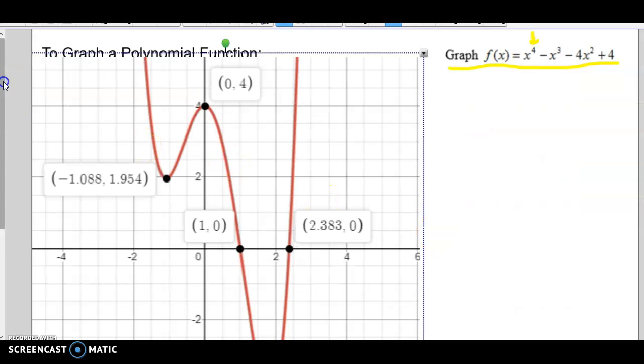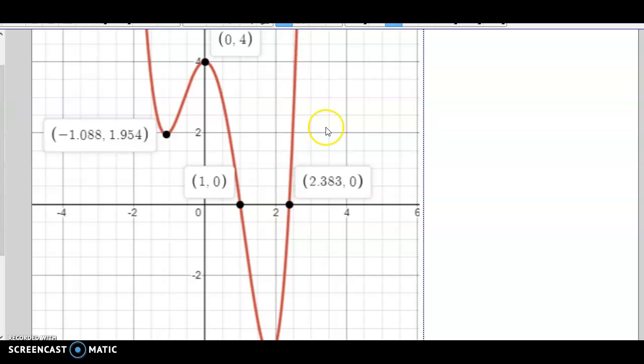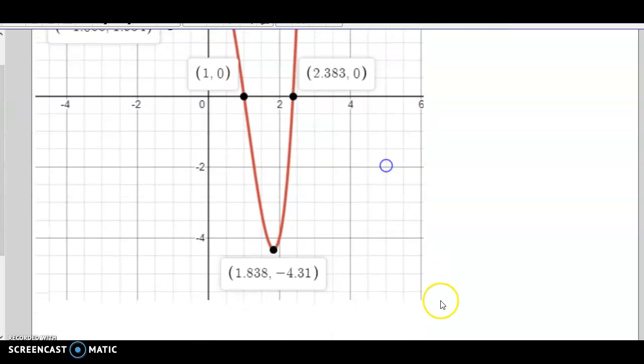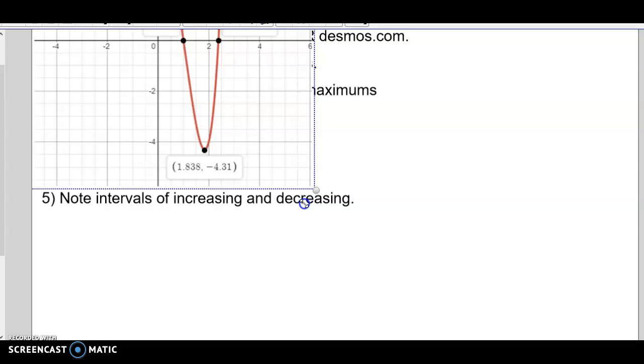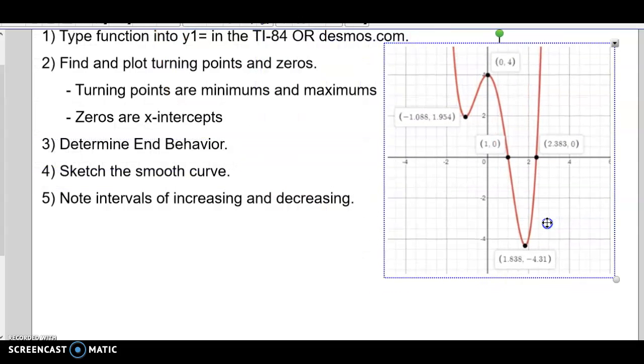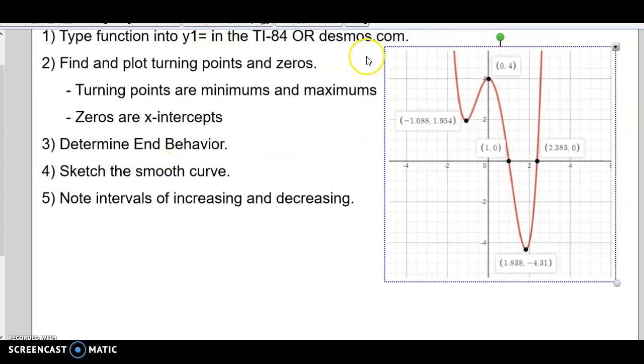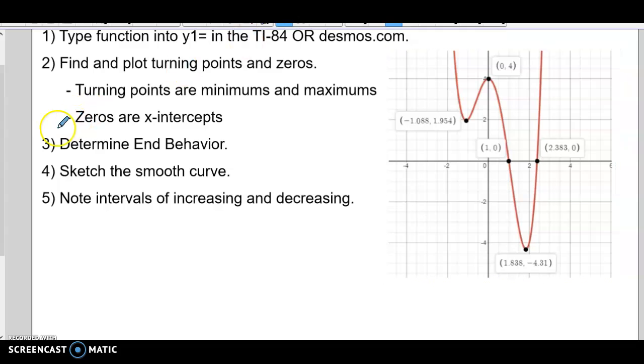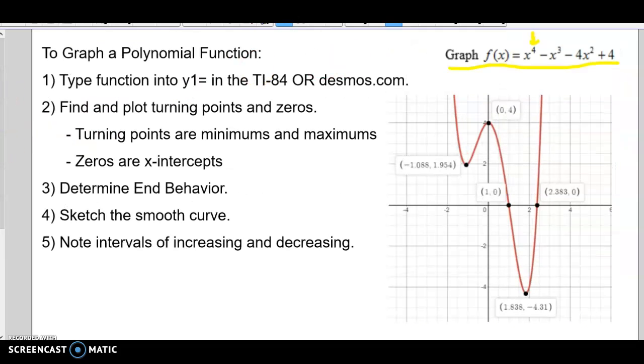So if I post this graph in here, try to fit it on with the notes. So here's my function. Let's look at the important points. So my turning point, so here's a turning point. This is a min because the function at this point is going down and then it starts going up.